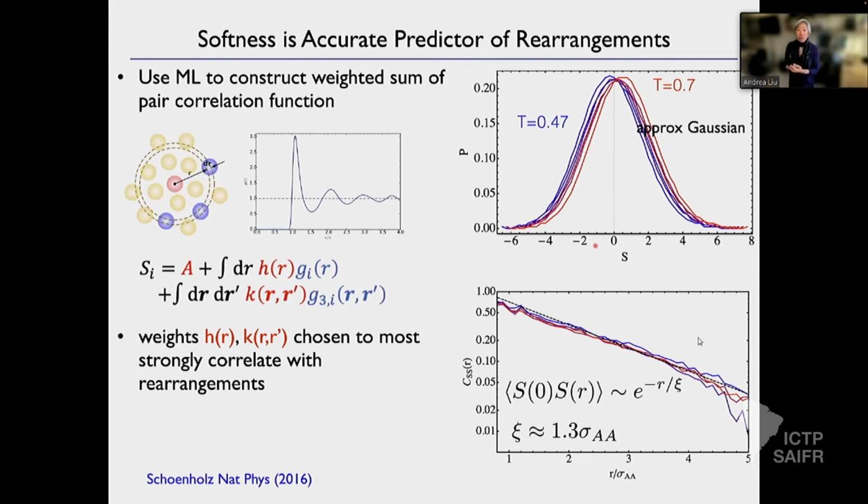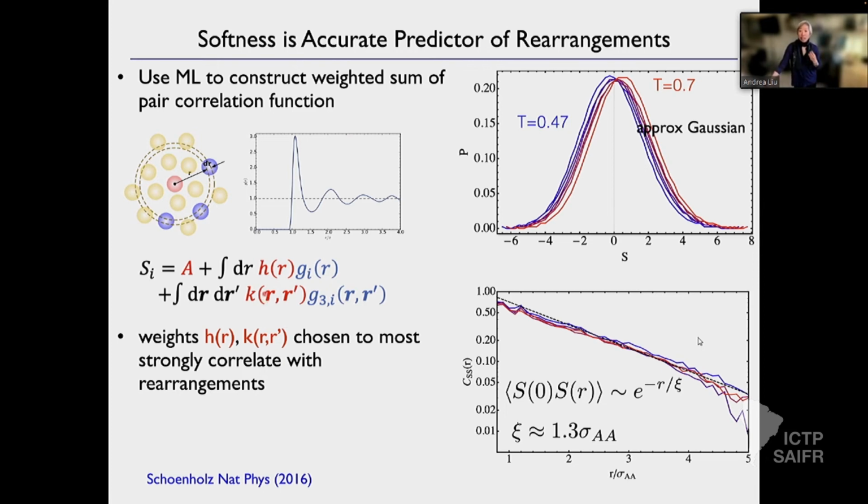Okay, so from now on, I'm going to talk about softness in a continuum approximation. I'm going to think about softness as a continuum approximation. It's this weighted integral of G of R with maybe this 3-body term if I want the bond angle information. Okay, so that's the continuum limit of what I showed you before. And the point is that these weights are chosen to strongly correlate with rearrangements.